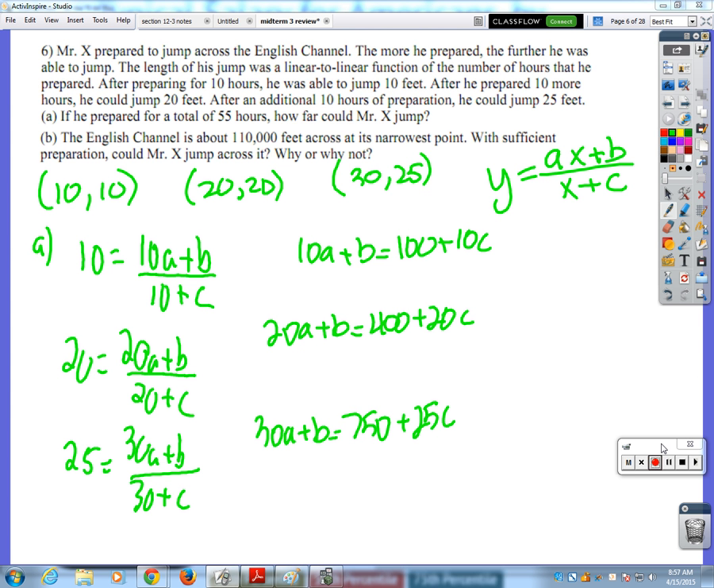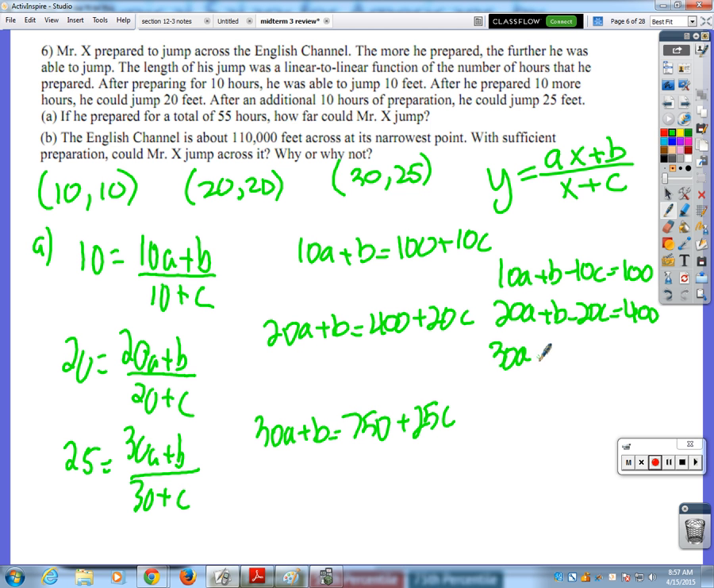Okay, good. Get all the A's, B's, and C's together. So this one changes into 10a plus b minus 10c equals 100. This one is 20a plus b minus 20c equals 400. And then this one is 30a plus b minus 25c equals 750. All right, so like Cameron said, matrix.